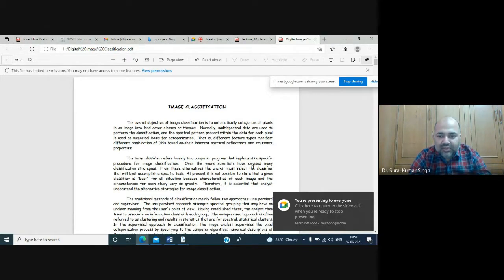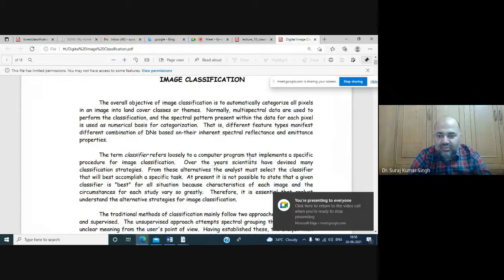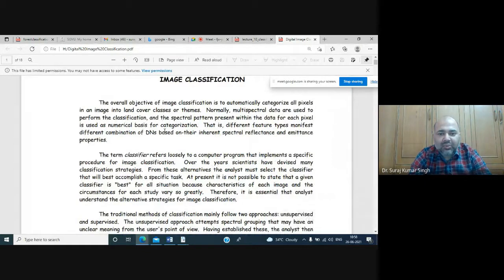So what we are studying is a topic related to image classification. Now, what is the overall objective of doing image classification? The overall objective of image classification is to automatically characterize all pixels in an image into land use, land cover classification. So what you have to do, you have to classify each and every pixel, the digital number, what it is corresponding. What happens? Satellite images sense the object.